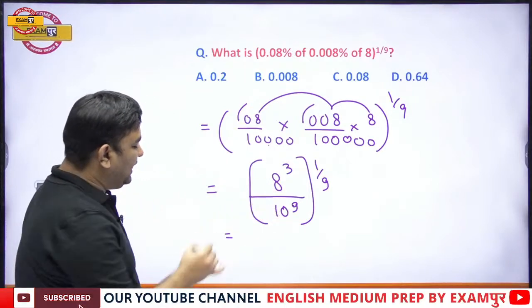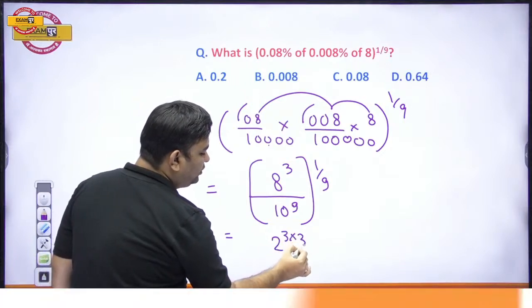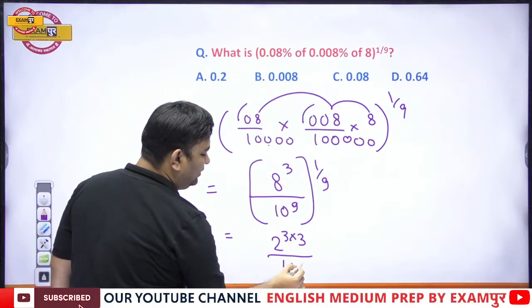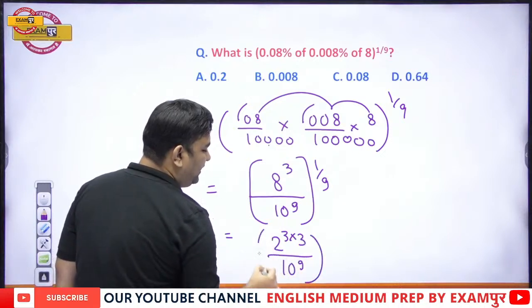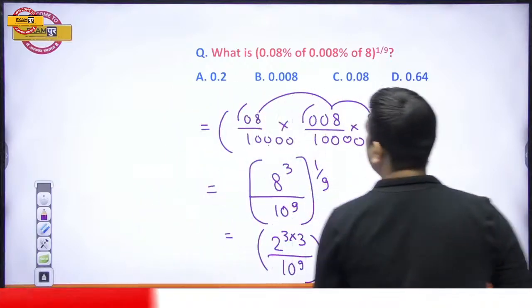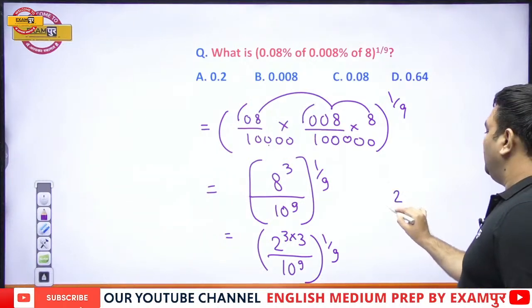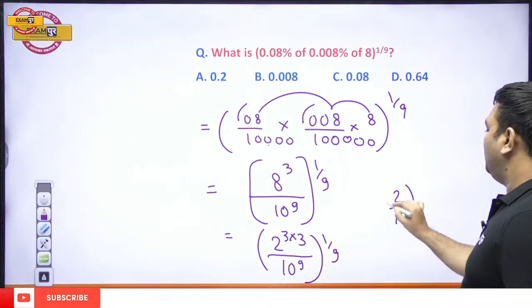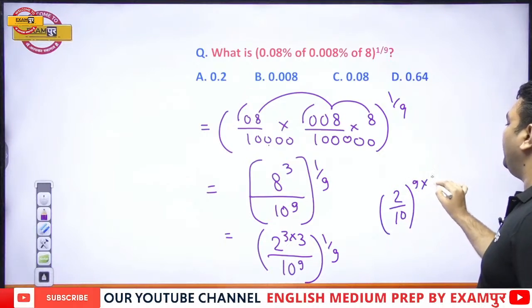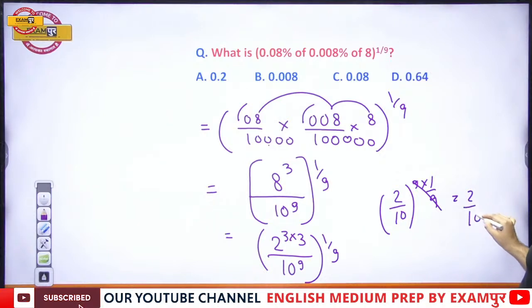So, I can write this 8 as 2 cube. So, 2 cube into 3 over 10 to the power 9, divide by 1 by 9. So, this is going to be 2 by 10 to the power 9 into 1 by 9. So, answer is 2 by 10 or 0.2.